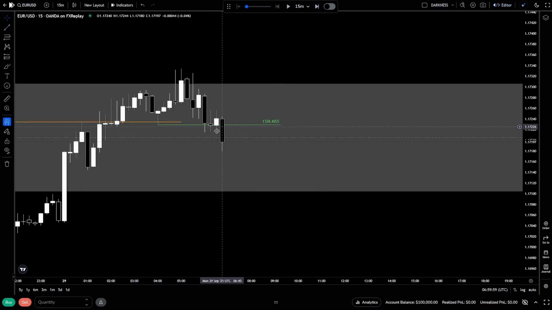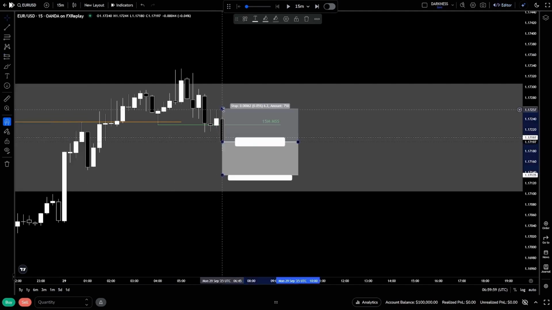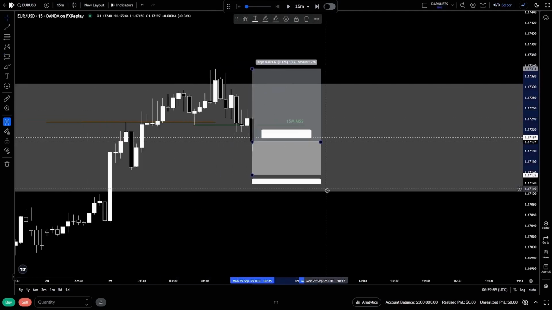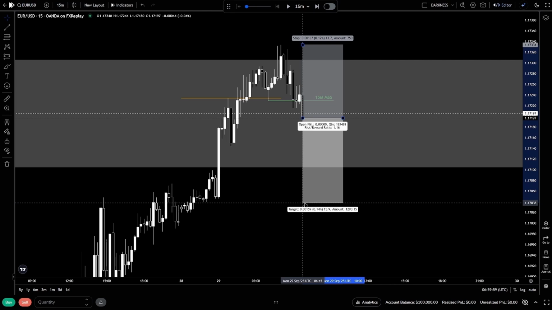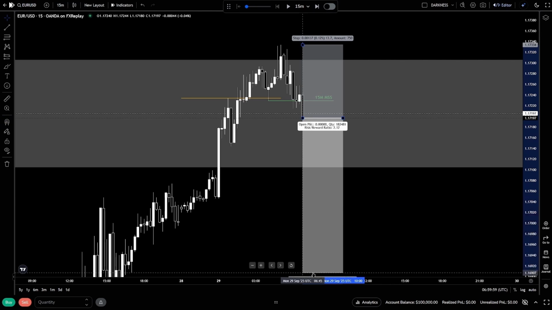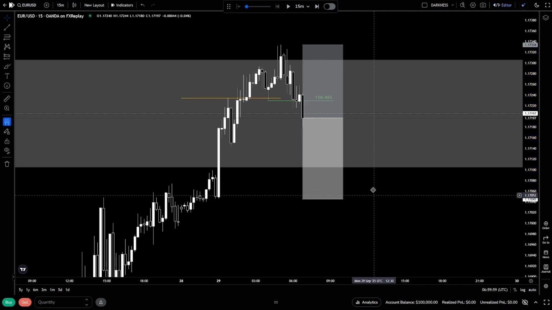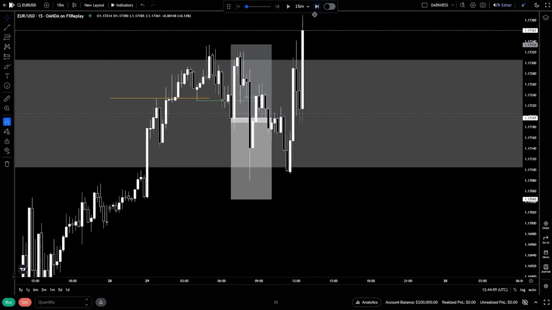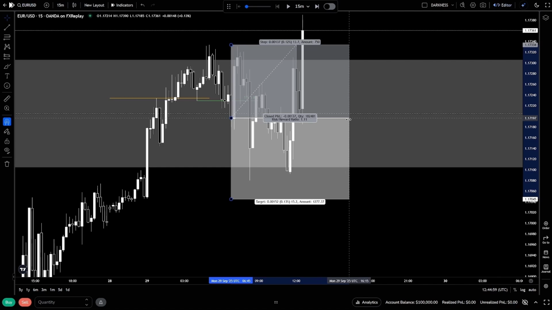Here is a 15-minute market structure shift. We can now enter a position. We put stop loss on the high and we target 1-to-1 or 1-to-2. I will target 1-to-1. Let's see how it plays out. And we get stopped out.